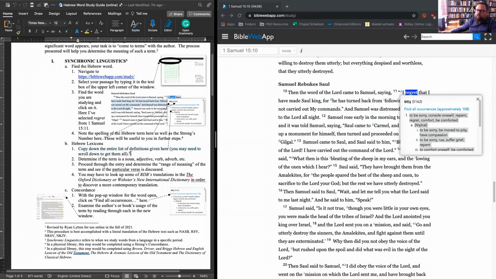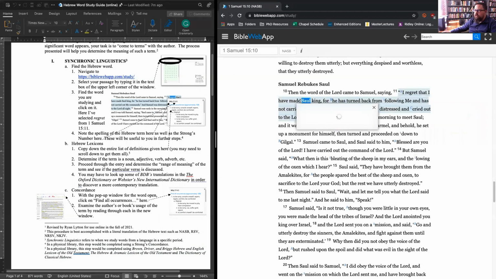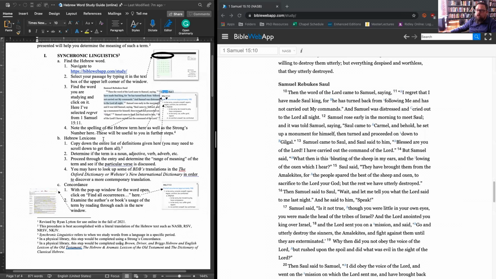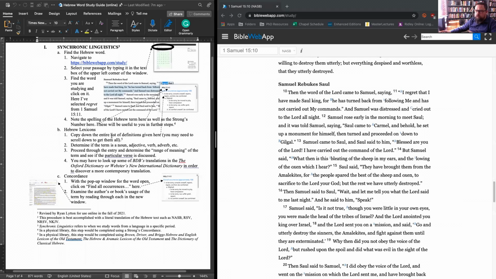Now notice in the footnote of 5 here, we'd say that in a physical library, we would be completing this with Brown, Driver, and Briggs. And we'd also complete it with what's referred to as Halet, which is Hebrew Aramaic Lexicon of the Old Testament, and then also the more recent Dictionary of Classical Hebrew. Now, these are not really available for us online to be easily accessed, but if you were in a physical library, you'd be able to pull those out fairly easily. Okay, so I'm just trying to walk you through how to do this without being able to get to library resources. If you can get to library resources, all the better.